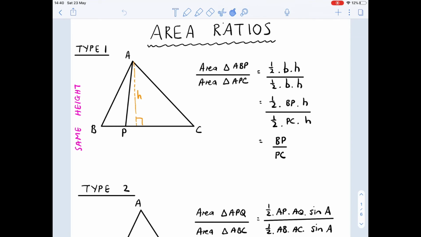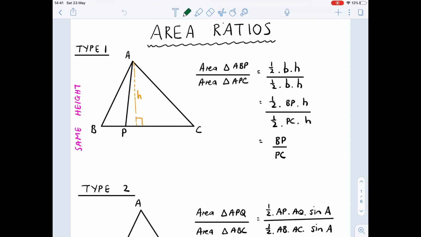Now we move on to area ratios, the last section in this first week of Euclidean geometry. What it really is, is just comparing the ratios of areas in triangles. To start off with, there are different relationships. I've called them type 1, type 2, and type 3, and there's a relationship happening between the different areas, which will help us simplify when it comes to finding the ratios.